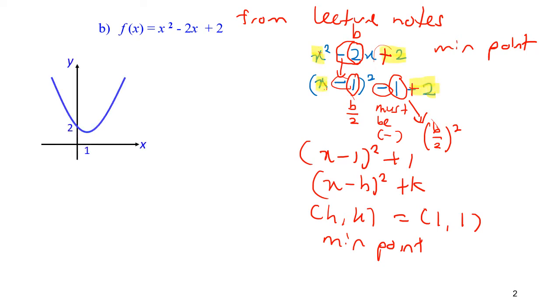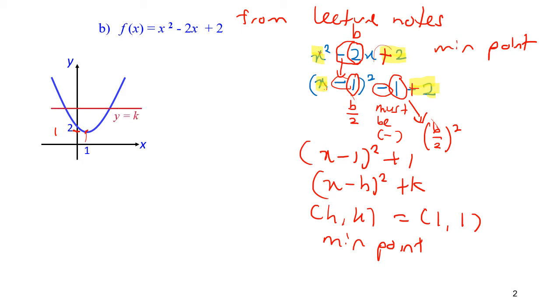So why do we sketch the graph here? Because we want to show the function is not one-to-one. So we use the horizontal line test. For the horizontal line test, you have to sketch the graph. So this is the graph of the quadratic. We show the minimum here is 1. The coordinate here is 1 also, and 2 is actually the y-intercept.